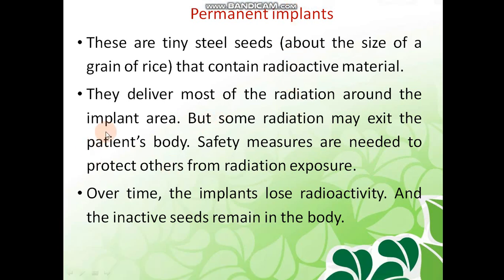So it can deliver most of the radiation around the implant area. We can place this permanent implant into the tumor or surrounding the tumor. So the radiation is directly exposed to the tumor cells and can damage them. But some radiation may exit the patient's body to the outside. So when a patient with a permanent implant is staying near us, we can also get exposed to what? Radiation. So safety measures should be taken to protect others.